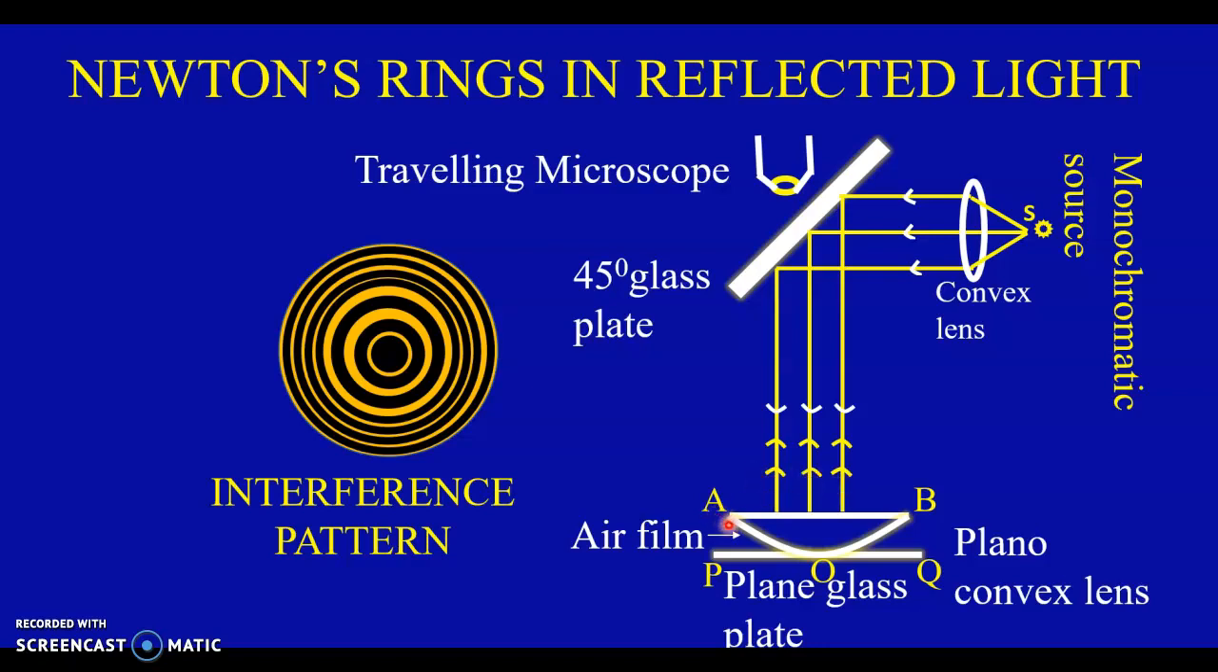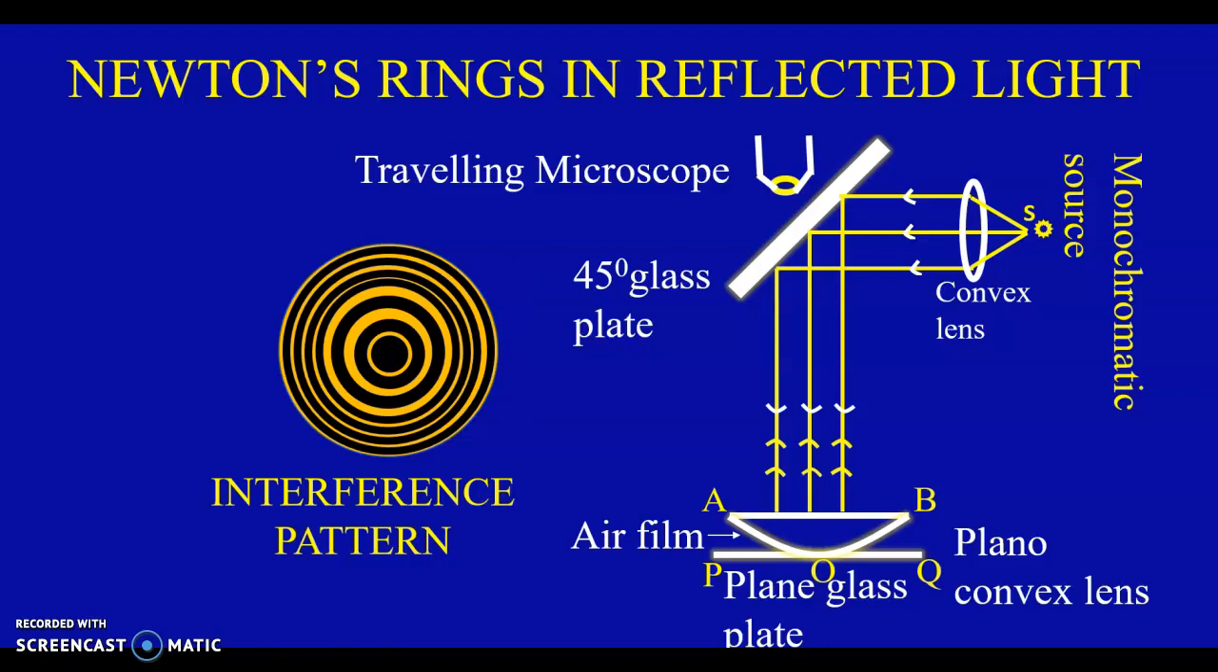The rays are reflected from the top surface of the film and the bottom surface of the film. Both rays are derived from a single source, so they behave as coherent sources and interfere with each other. If you place a traveling microscope in the right position, you can observe the Newton's rings. As these rings were observed by Newton, they are named after him.